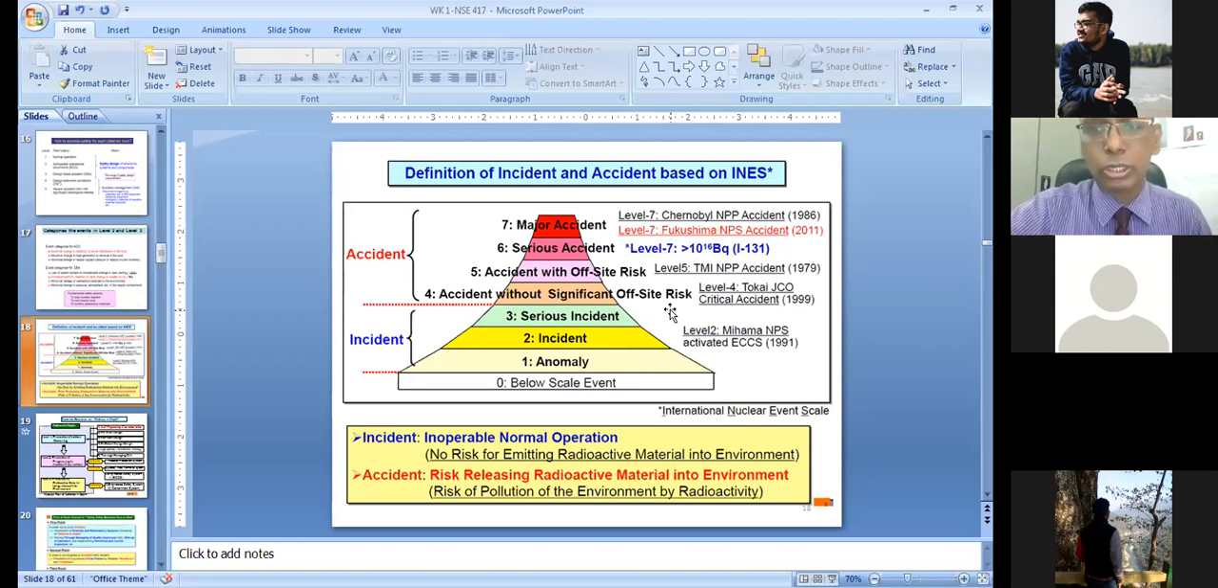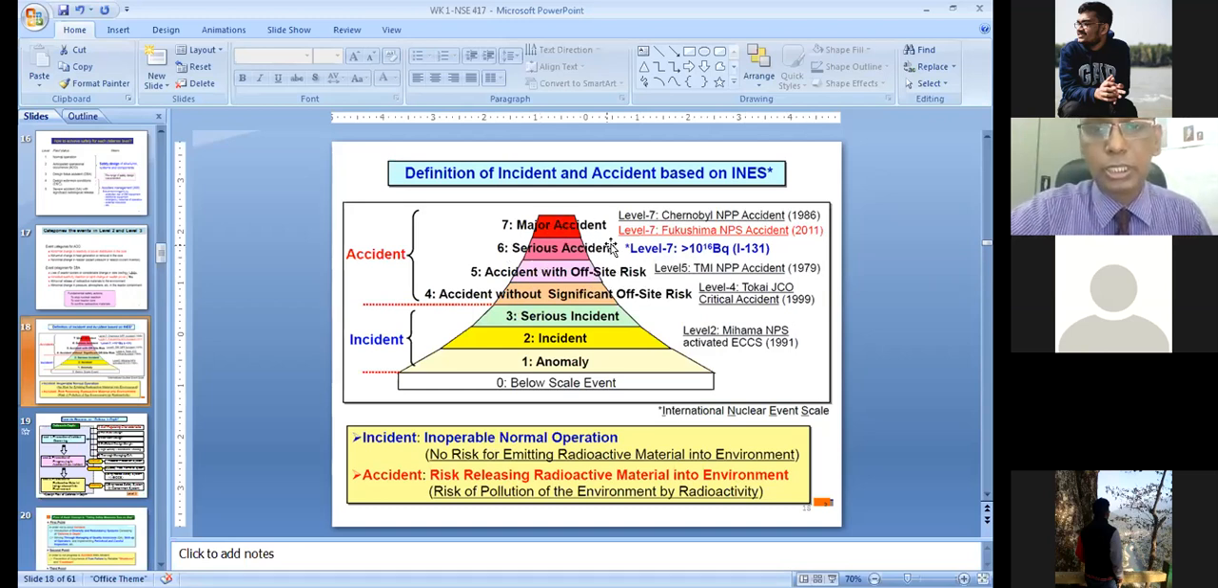That is called the coolant accident. It happened in 1999, but it did not affect the environment. No radioactivity was released. It is just inside. So that is level 4. Now, level 5, accident with offsite risk, means there will be radioactivity release, like the TMI nuclear power plant accident in 1979. So outside there is some risk.